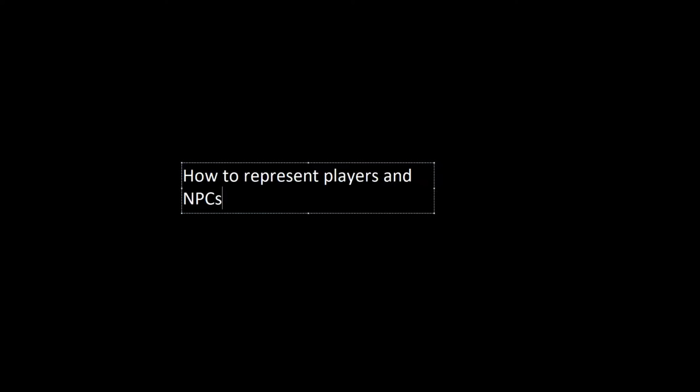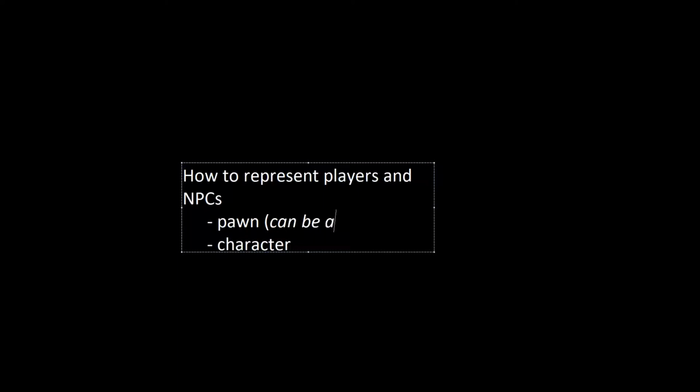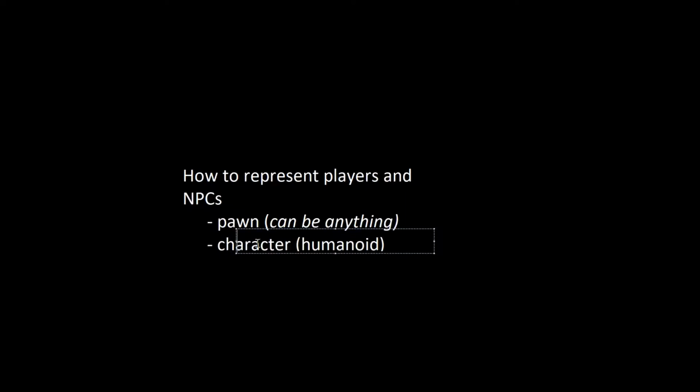And how do we do that? Well, we have a pawn and we have a character, which we've used both times. And the major difference here is a pawn can be anything you want, and a character generally is going to be a humanoid or something that has two legs. And I should, if I want to be totally correct here, have indented that, but Microsoft Paint won't let me go back and edit it. Okay, and so that's how we represent players and NPCs. We got that down.